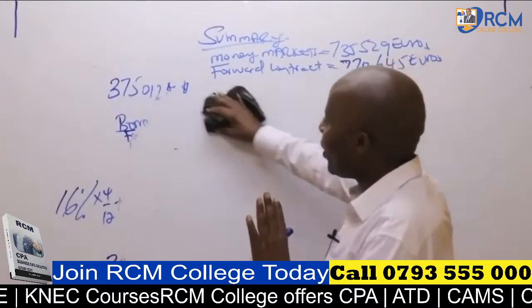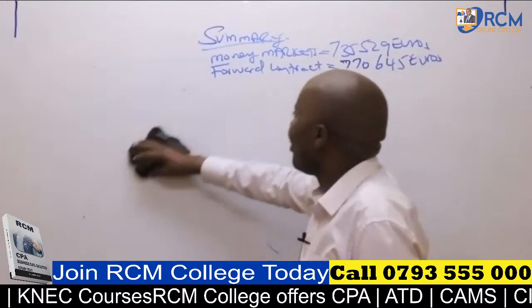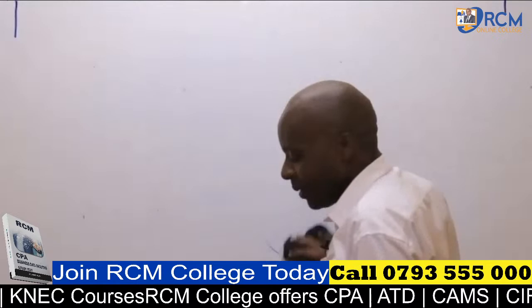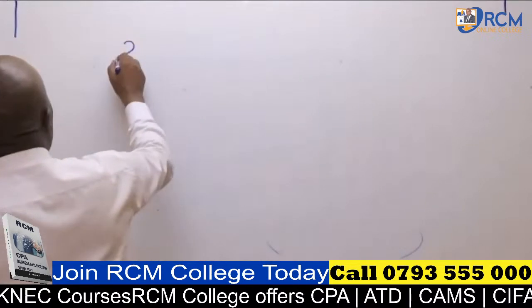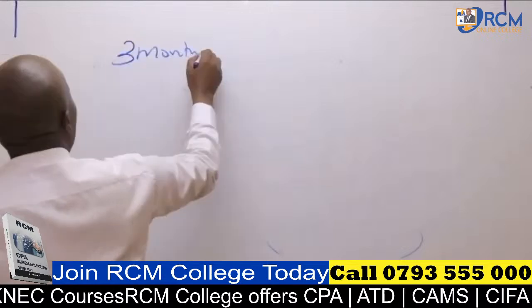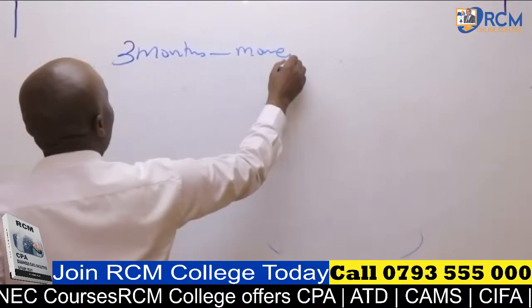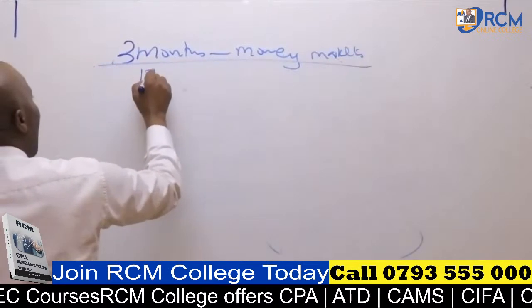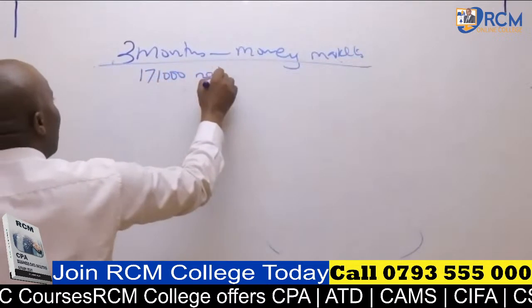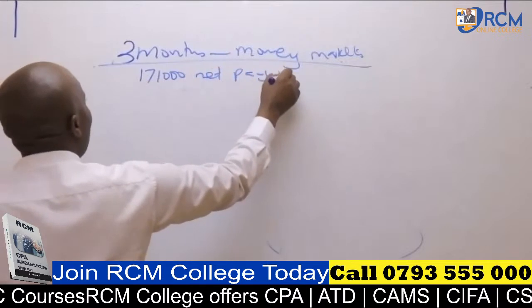Sasa, nataka tuassume hatujajua chochote. Tuende ile ya 3 months. Tufanye money market 3 months. And if my memory serves me well, we had 171,000 net payable. Now pick it from there.